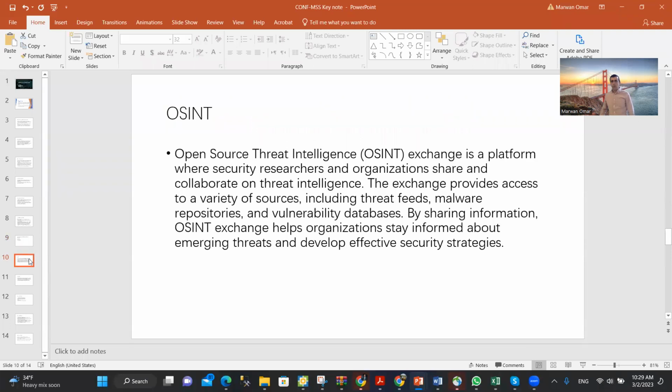Another one is the Open Source Threat Intelligence Exchange, a platform where security researchers and organizations share and collaborate on threat intelligence. The exchange provides access to a variety of sources, including threat feeds, malware repositories, vulnerability databases. By sharing information, it helps organizations stay informed about emerging threats and develop effective security strategies.